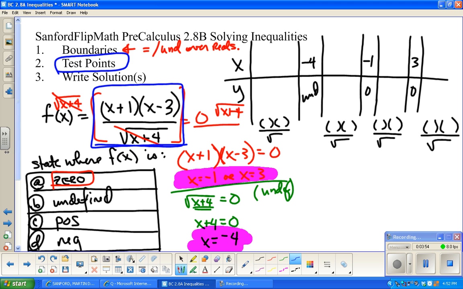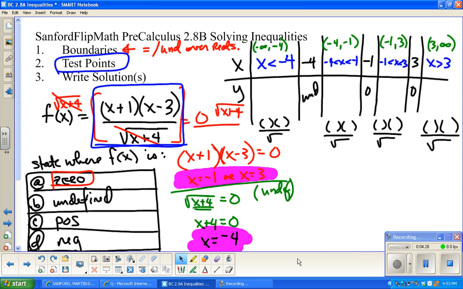So I need something to the left of -4. Let me make some quick notes here. x is less than -4, between -4 and -1, between -1 and 3, and to the right of 3. As you already know, you could do this with intervals. I probably shouldn't take the time to do this, but I'm going to do it anyway. -1 to 3, and from 3 to the right.